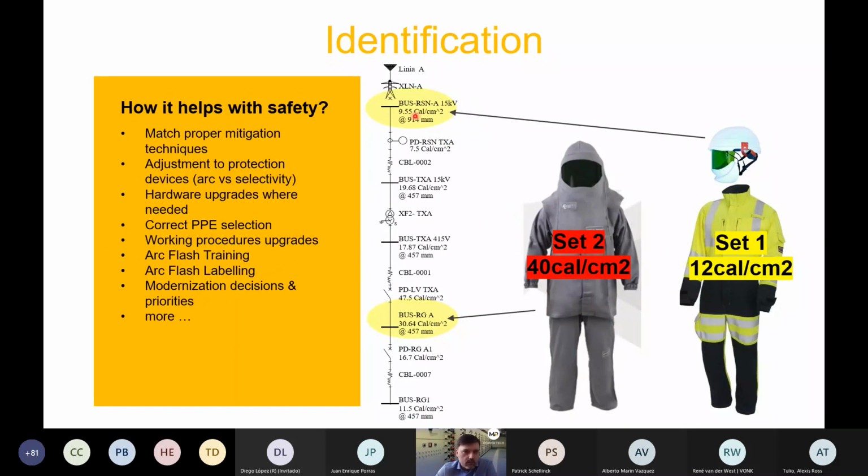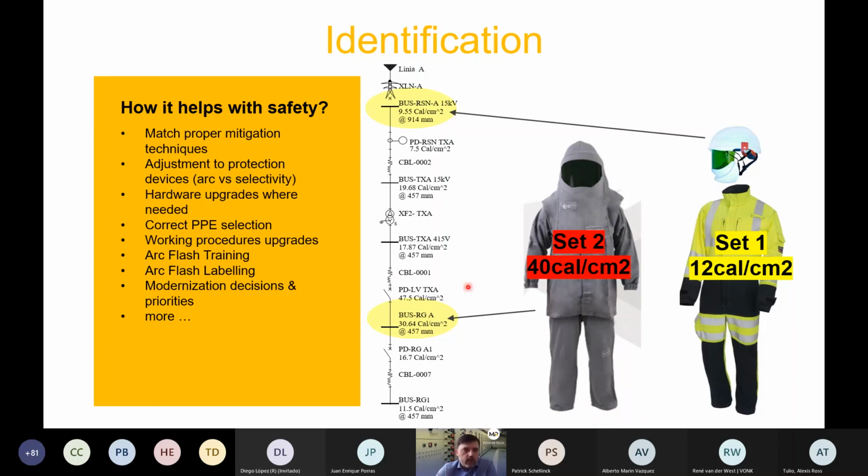And let's assume it's after all the improvements we did. We know that this is 9.55 calories per square centimeter here, and we have to use this kind of set of PPE. And for the low voltage, it was approximately 30 calories, and we have to use this set of 40 calories per square centimeter. But it also helps in different ways.